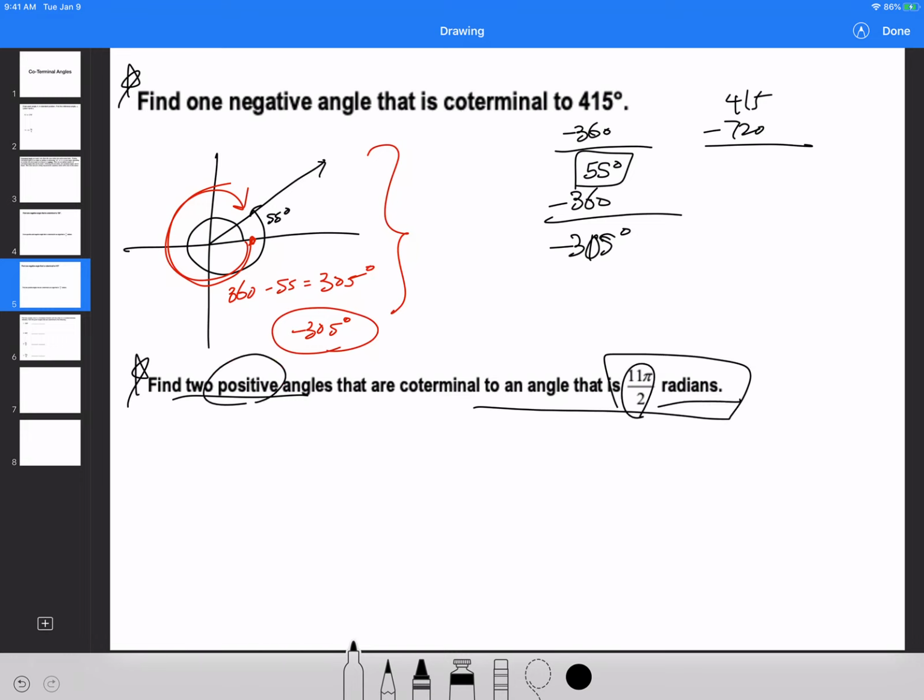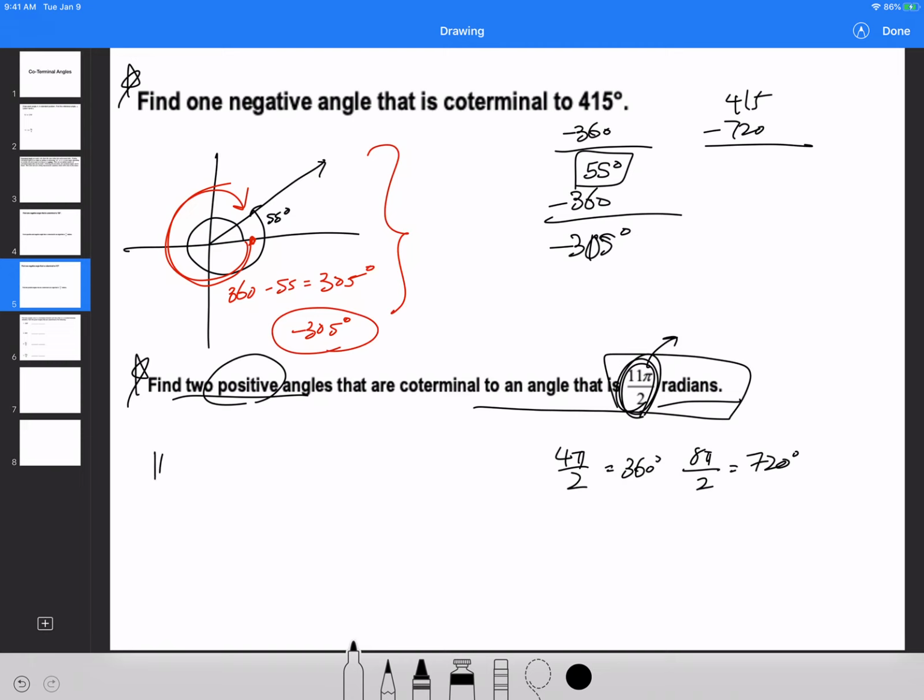Now, if I'm talking about two positive angles, that means that I could add 2 pi over 2, right? But there could be many different answers for this. Because 11 pi over 2 radians, believe it or not, is a lot. 4 pi over 2 radians is 360. 8 pi over 2 is going to be 720. So that just shows you that 11 pi over 2 is a lot of degrees.